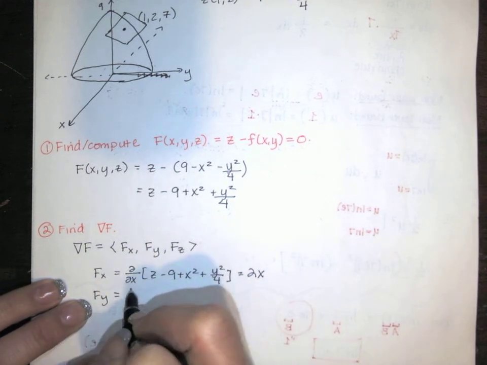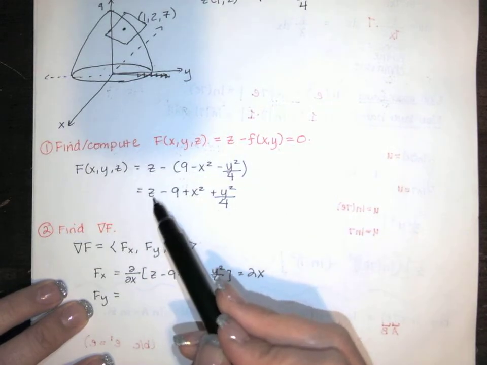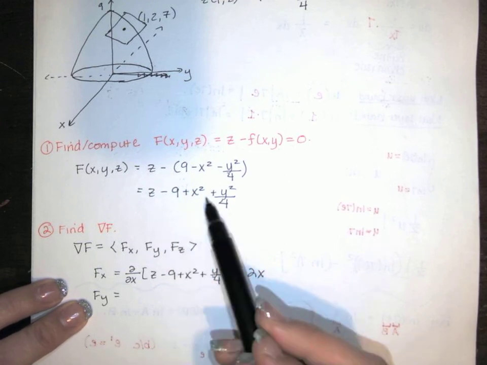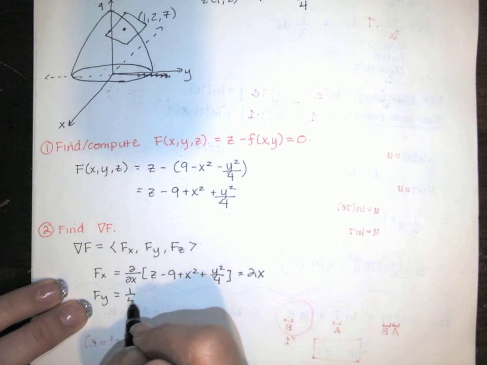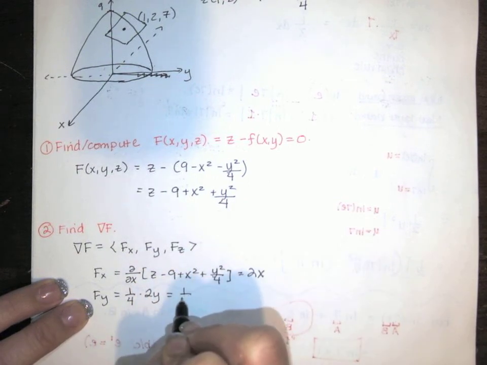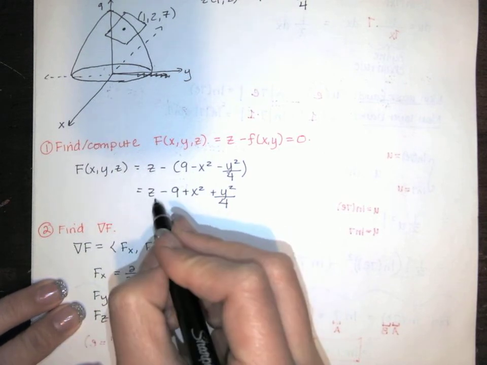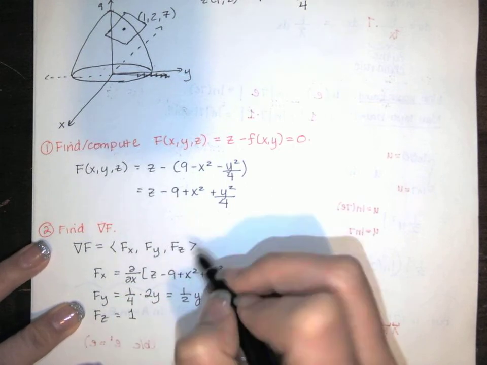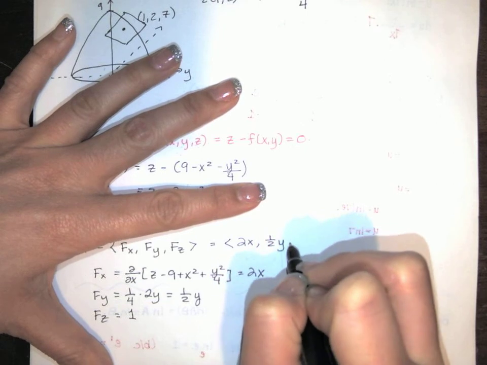Partial with respect to y is similar. Derivative of that is 0, that's 0, and that's 0, because there are no y's in those terms, so those are gone. And then the derivative of this guy with respect to y is 1/4 times the derivative of y squared with respect to y, which is 2y. So we get 1/2 y. And the partial of F with respect to z is 1, minus 0 plus 0 plus 0. So we just get 1. So our gradient is the vector with components 2x, 1/2 y, and 1.